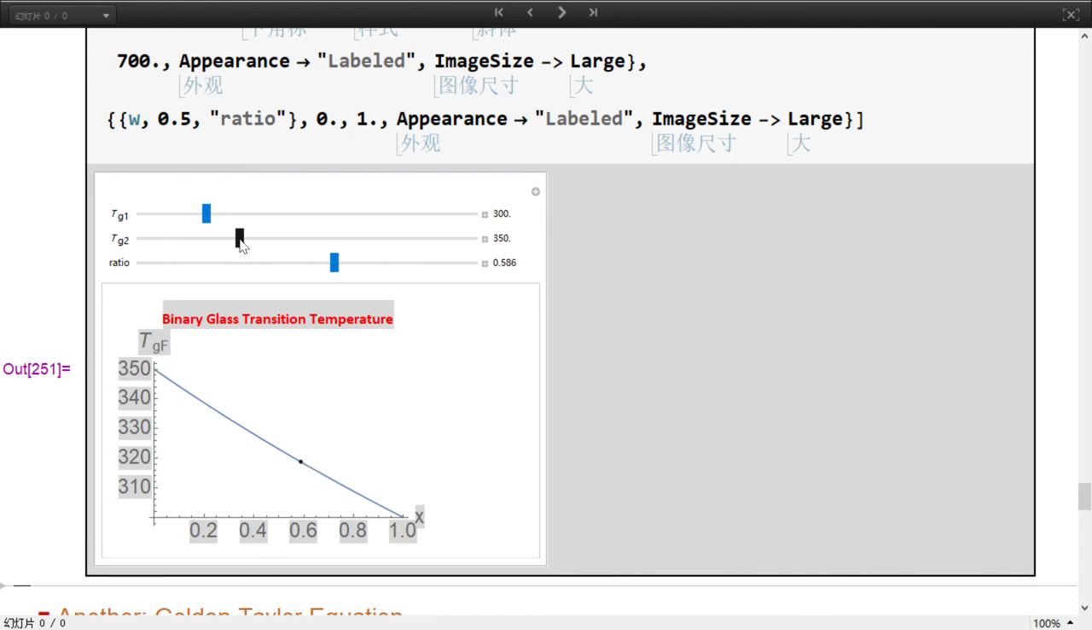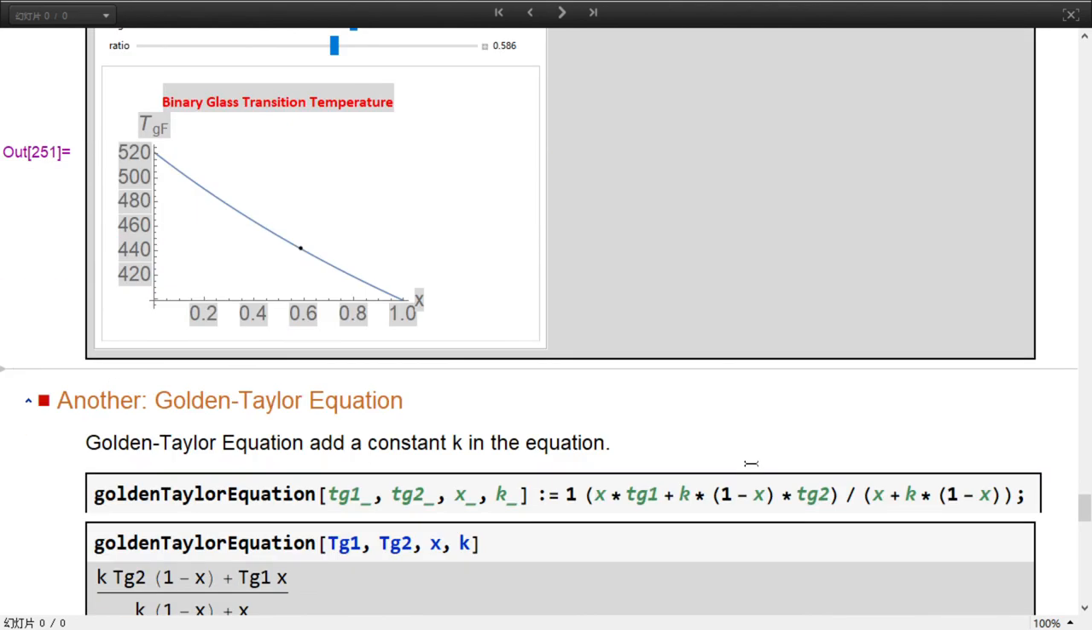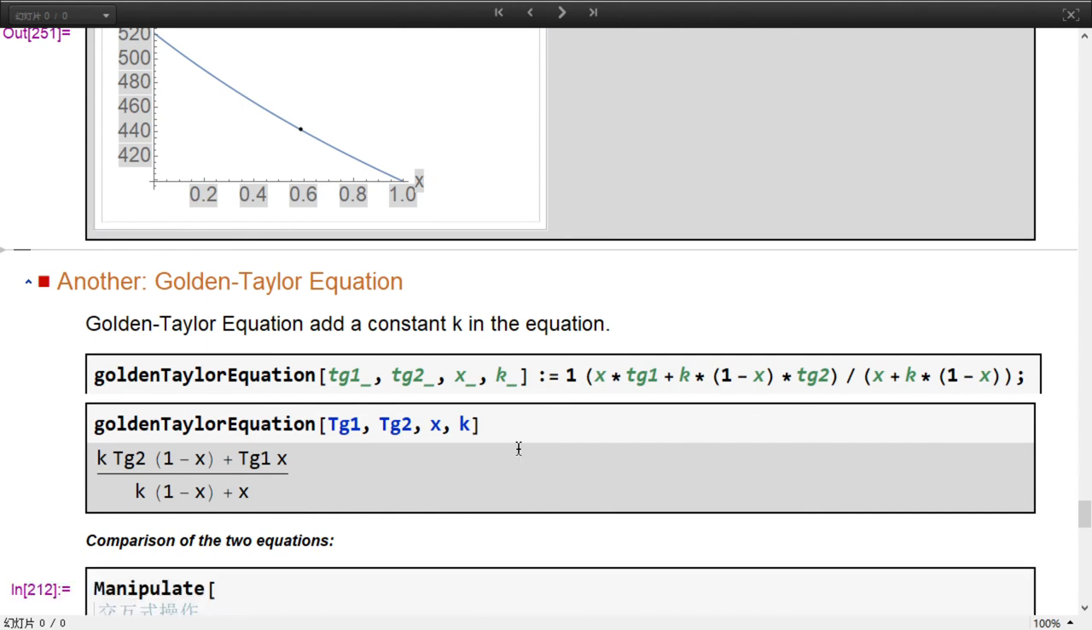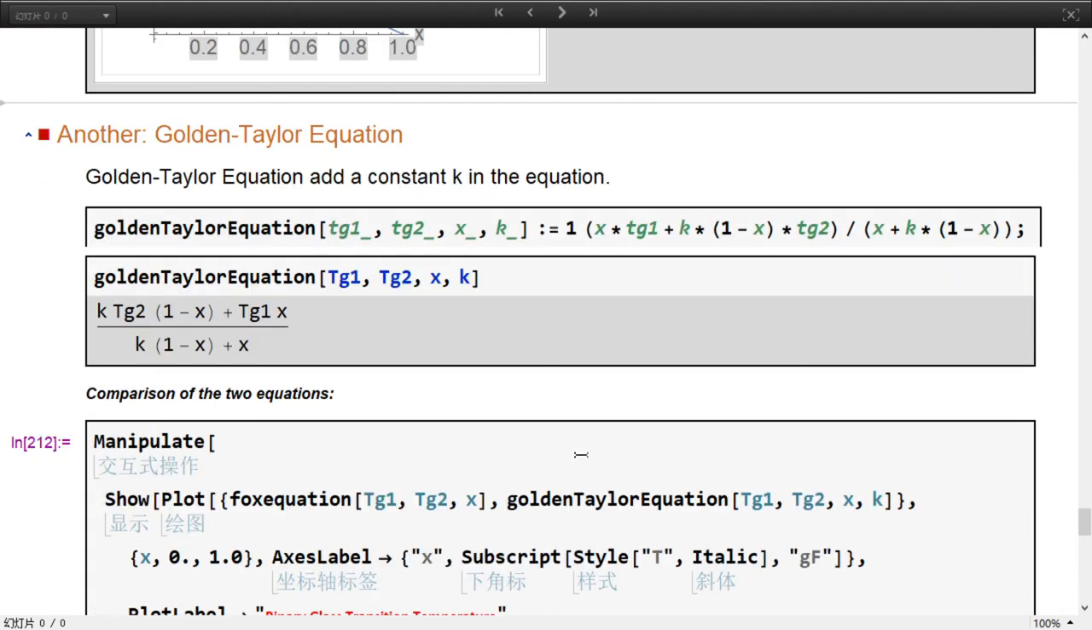Tg2 represents the second material, and Tg1 represents the first one. So if Tg2 becomes larger, the curve will move down. If Tg1 becomes larger, it will become a linear line. And then we also have the Gordon-Taylor equation. The Gordon-Taylor equation adds a constant K to the equation. So this is the equation.